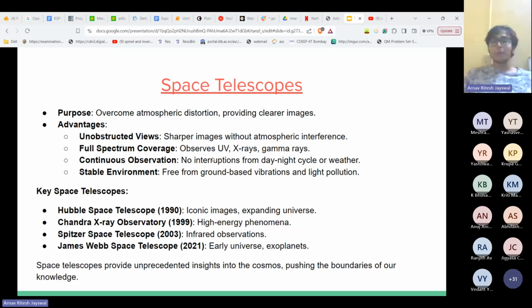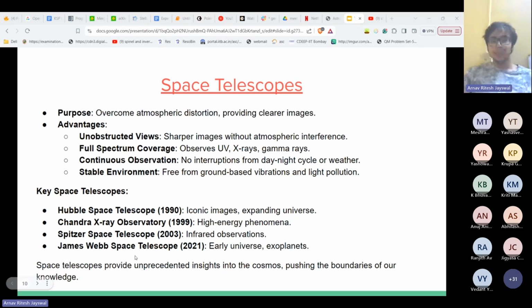And you also have full spectrum coverage on the top. You have UV, X-rays, gamma rays, and everything. And also, obviously, in the sky, there's no interruption from day, night, or weather. And yeah, then there's some key space telescopes we should look at. There's the Hubble Space Telescope, the Chandra X-ray Observatory, and there's the Spitzer Space Telescope for infrared observation, and of course the James Webb Space Telescope.